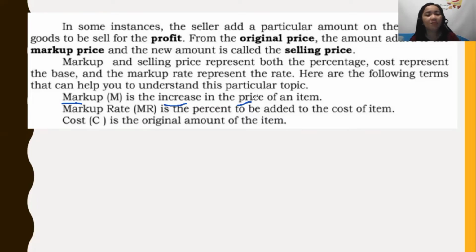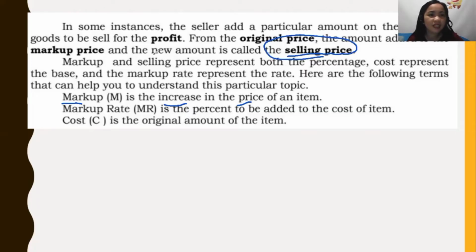And then, the markup rate, yung 10 pesos is 10% of the original price. Yung markup rate, lagi yung may percent symbol. And cost is the original amount of the item. At yun namang 10 pesos na idinagdag ko sa original, naging 110 pesos. And that is what we call the selling price. Ibebenta ko na siya ng 110 pesos. Yun yung tinatawag nating selling price.